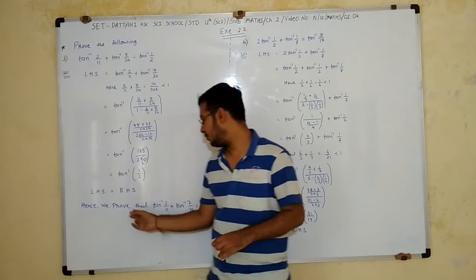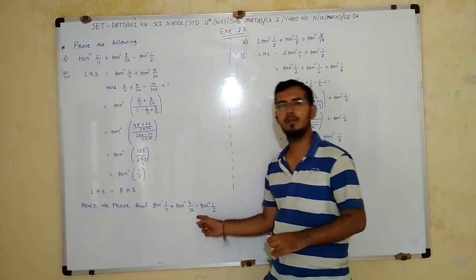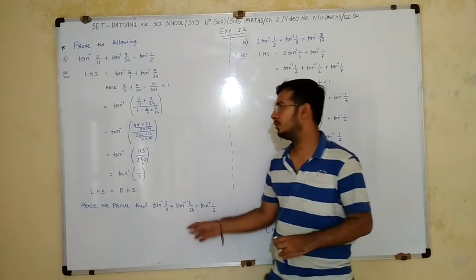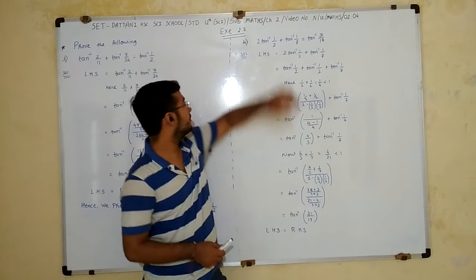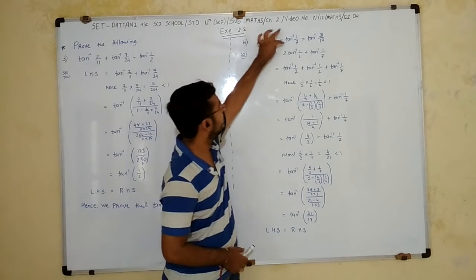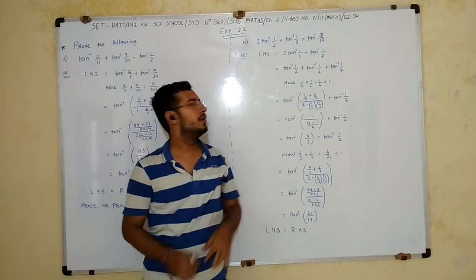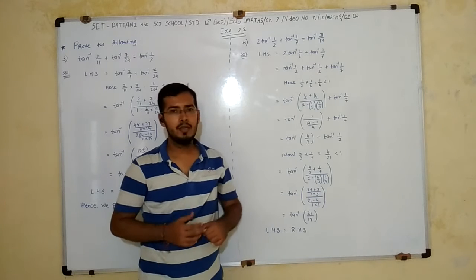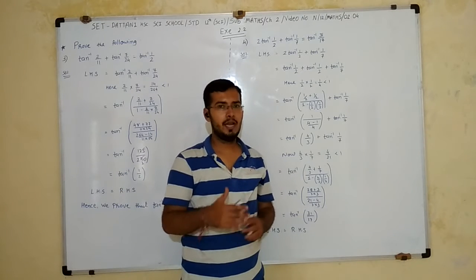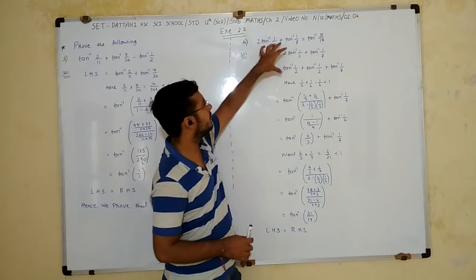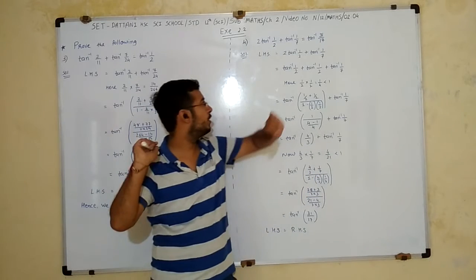So hence we prove that tan inverse 2/11 plus tan inverse 7/24 is equal to tan inverse 1/2. Fourth one. In the fourth one we have to prove the question: 2 tan inverse 1/2 plus tan inverse 1/7 is equal to tan inverse 31/17. There are 2 methods, we have some formula for 2 tan inverse, and also we take a simple method like this using this formula.